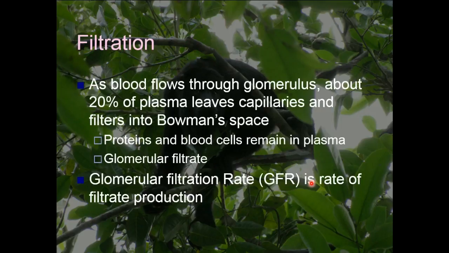Okay. Now, in terms of filtration, as blood flows through the glomerulus, about 20% of the plasma leaves the capillaries and filters into Bowman's space. 20% of the blood in the capillaries actually exits the blood vessels. Small molecules, organic molecules, and solutes will filter right through, but large proteins and cells stay in the blood vessels. We call this the glomerular filtrate. This is the stuff that filters directly out of the glomerulus. When we want to measure the rate of filtrate production, we are talking about the glomerular filtration rate, or how much of the blood is going to be filtered per unit time in the glomerulus.